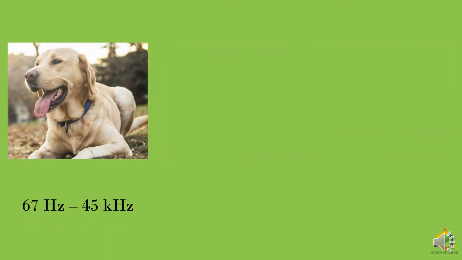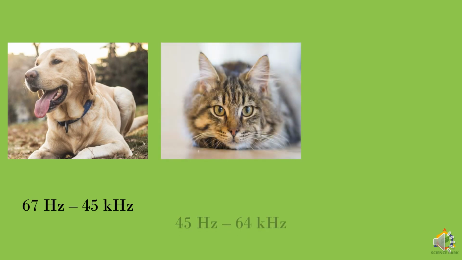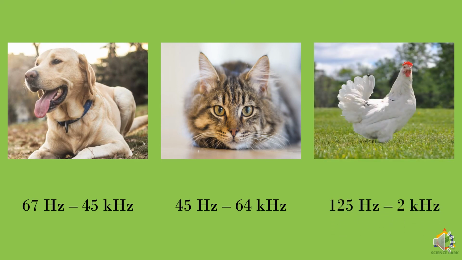Then we have dogs, 67 hertz to 45 kilohertz. In cats, it is 45 hertz to 64 kilohertz. It is more than that of dogs. And in chickens, the range is very less. It starts from 125 hertz to 2 kilohertz.